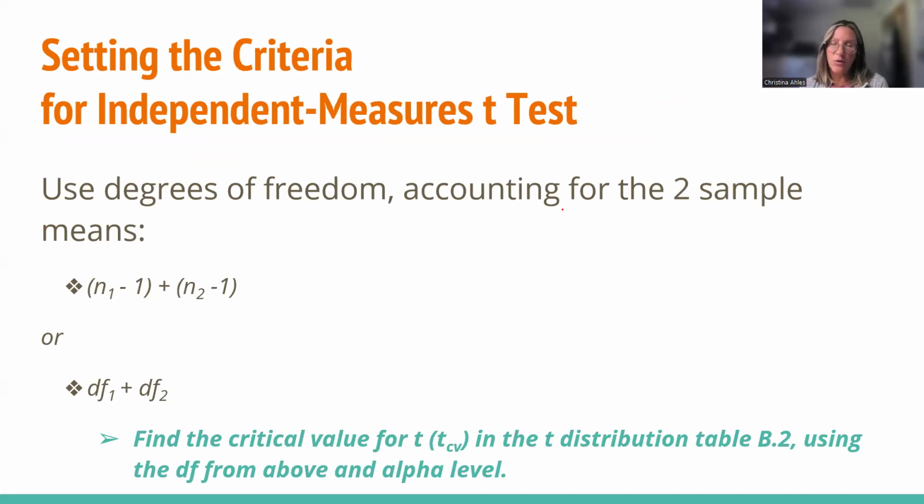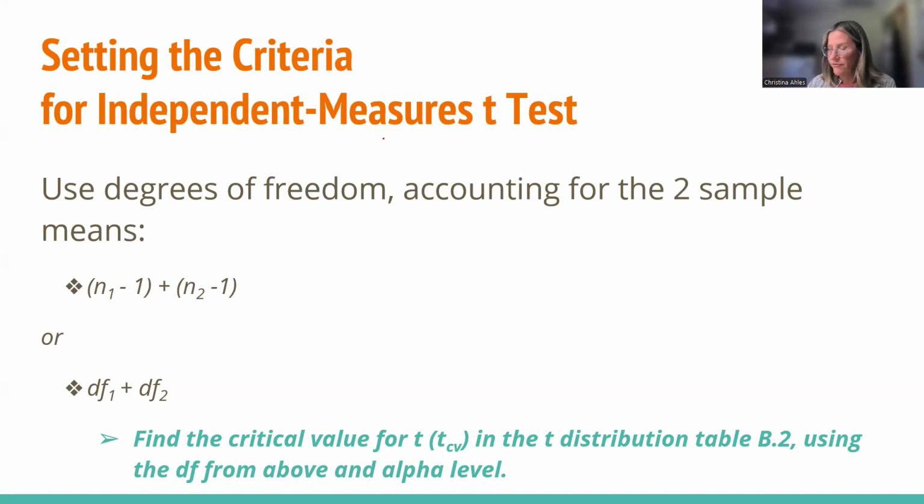Hopefully by now you know step one is to state the hypotheses. Step two is setting the criteria. It's going to look a little bit different for the independent t-test because now we have two samples, and we don't have a population. We're inferring about the population. So what we need to do is take the degrees of freedom for each sample and add them together.